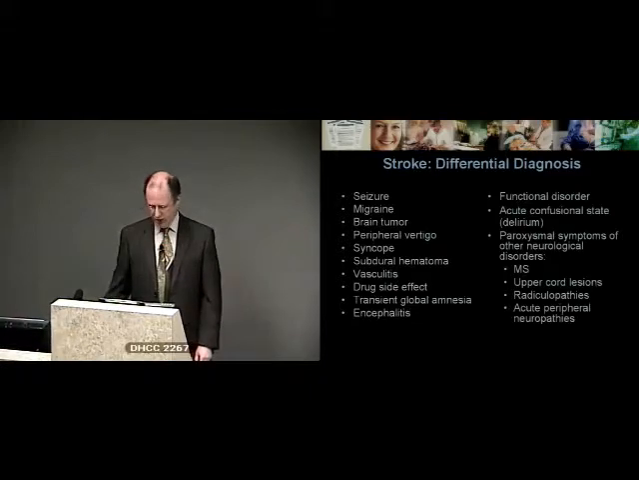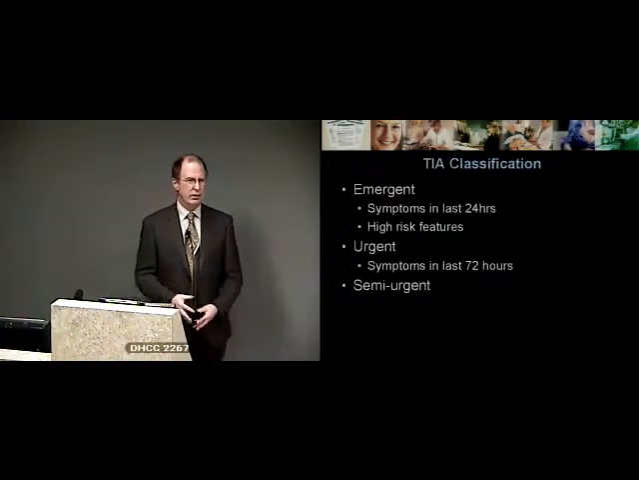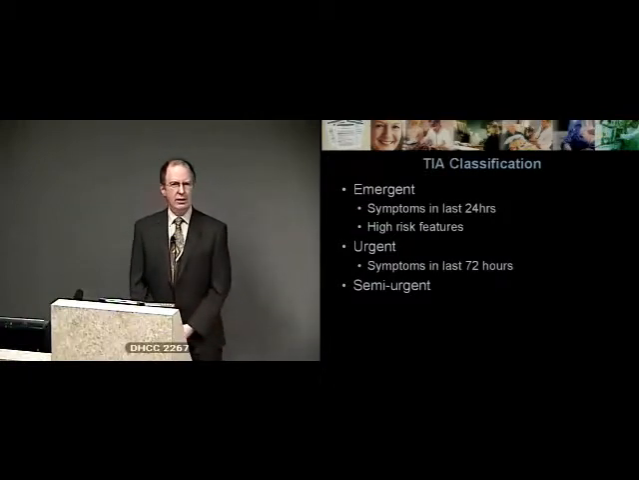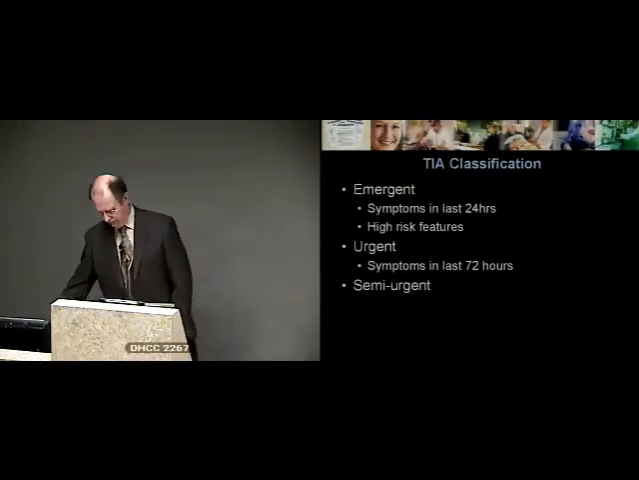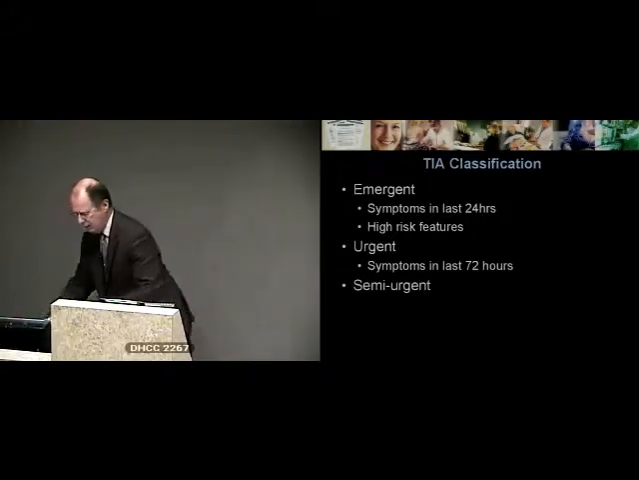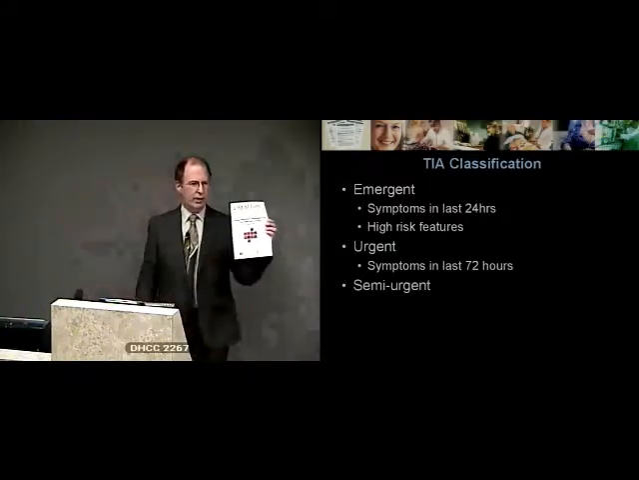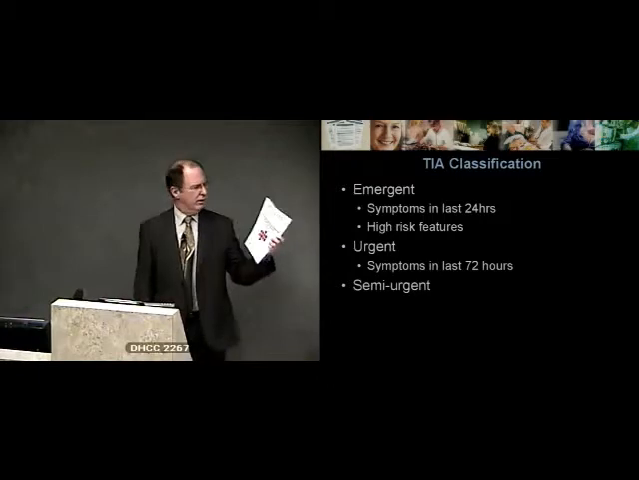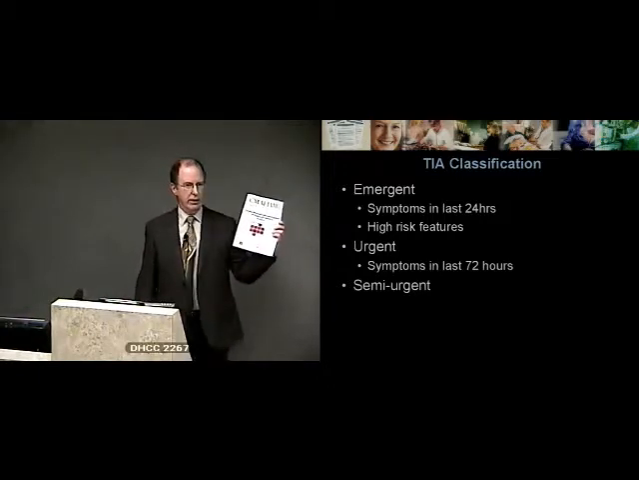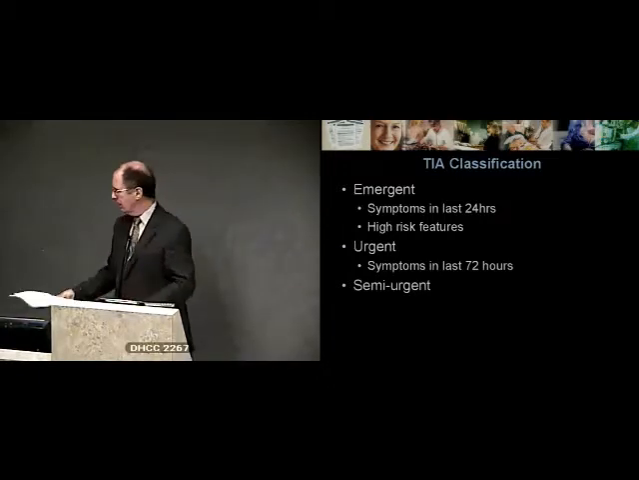Now that we have the definitions and statistics out of the way, let's have a look at the classifications of TIAs. They can be classified in many ways, and our guideline chose the emergent, urgent, semi-urgent classification system. And this system was actually the one that was promoted by the Canadian Best Practices Recommendations on Stroke Care, that came out in December of 2008.